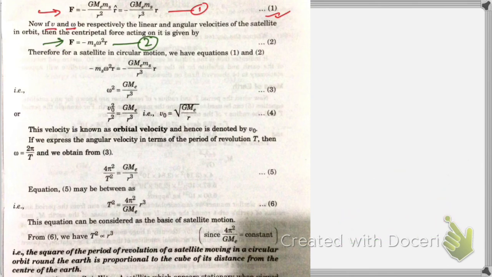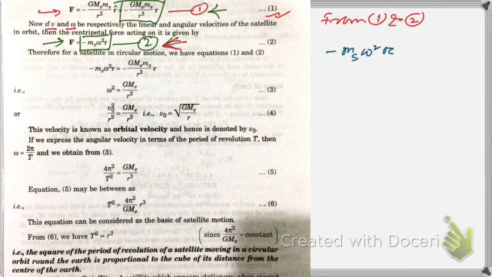Now from equation number 1 and 2, from these two equations, what do we get? You can write the right hand side of this equation equal to the right hand side of this equation. So minus m_s omega square r is equal to minus capital G capital M_E m_s by r cube, times the r vector. That's what you can write.